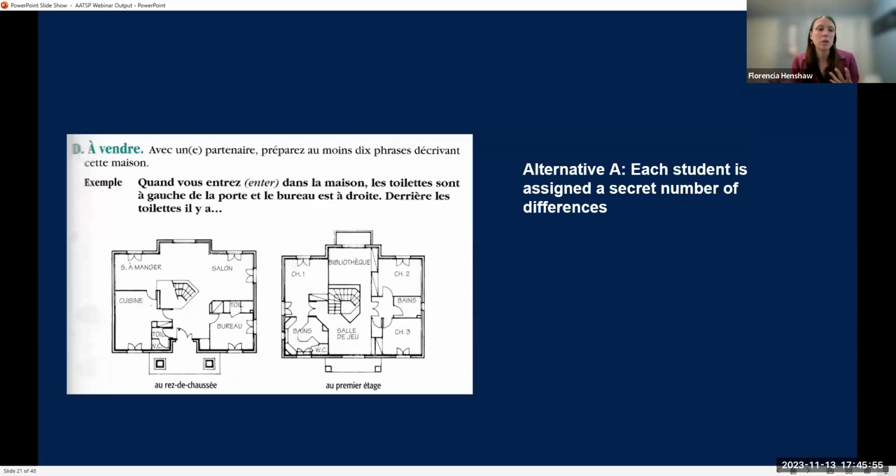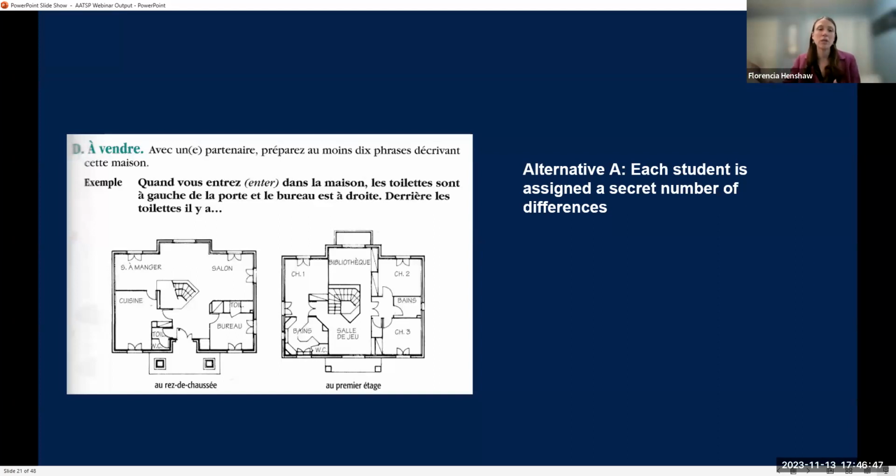So one alternative, which is pretty low prep, would be something like each student is assigned in secret a number of differences. So for example, from 0 to 5, so some students get 0, some students get 2, 1, 4, 5, right? And then those are the number of differences that they need to purposefully include in their description, between their description and the picture and the blueprint of this house. And I don't mean errors, I mean actual differences, right? So maybe the bathroom is to the right of the door instead of the left. That would be one difference between the description of the house and the blueprint of the house. And some students are going to get 0, which means it needs to match exactly as is.